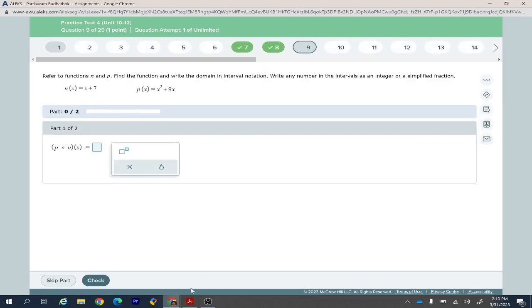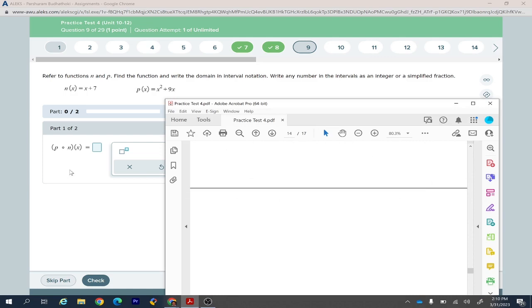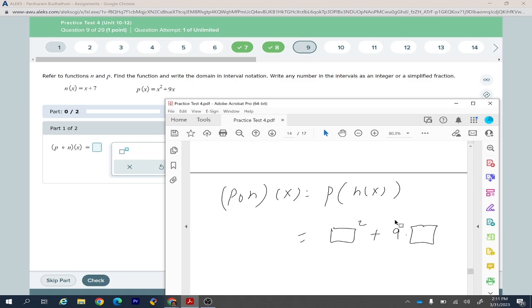Find the composition like before. You can find the composition, but instead of at some specific number, there is an x, so you need to find p composite n of x, which means the value of p at n of x. So look at the function p here, and wherever you see x, replace that x by some box. So box square plus 9 times box. Instead of box, we need to put the value of n of x. N of x is x plus 7. So we are going to replace this box by x plus 7.